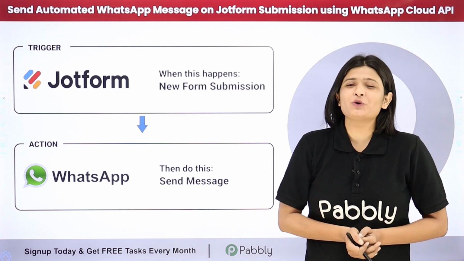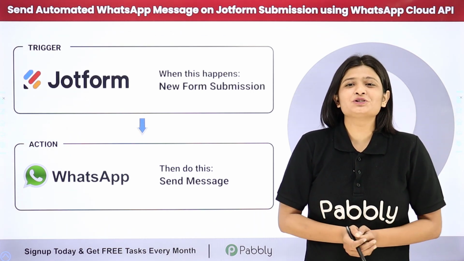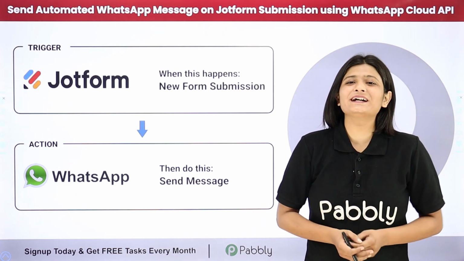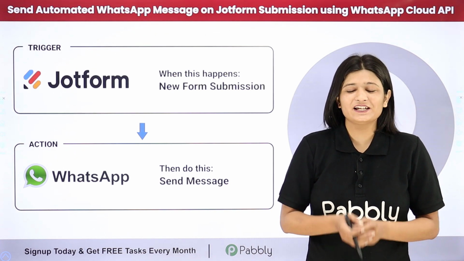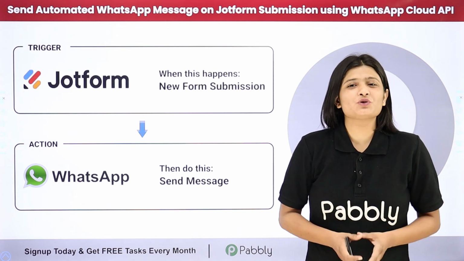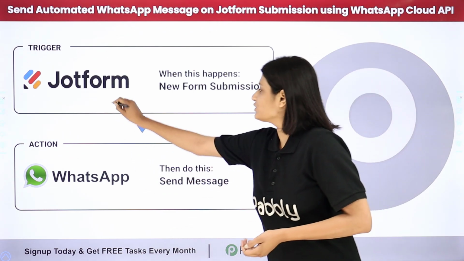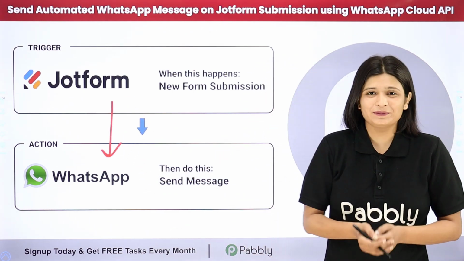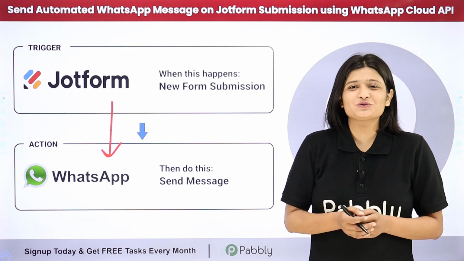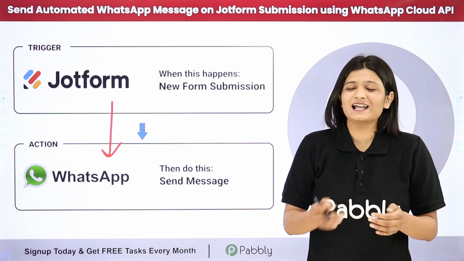As I completely want to automate this process, I am going to use Pabbly Connect. So Pabbly Connect is an amazing automation and integration software which requires no coding or programming skills. Here I am just going to build connection between Jotform and WhatsApp Cloud API. Pabbly Connect runs on two principles, which is trigger and action.